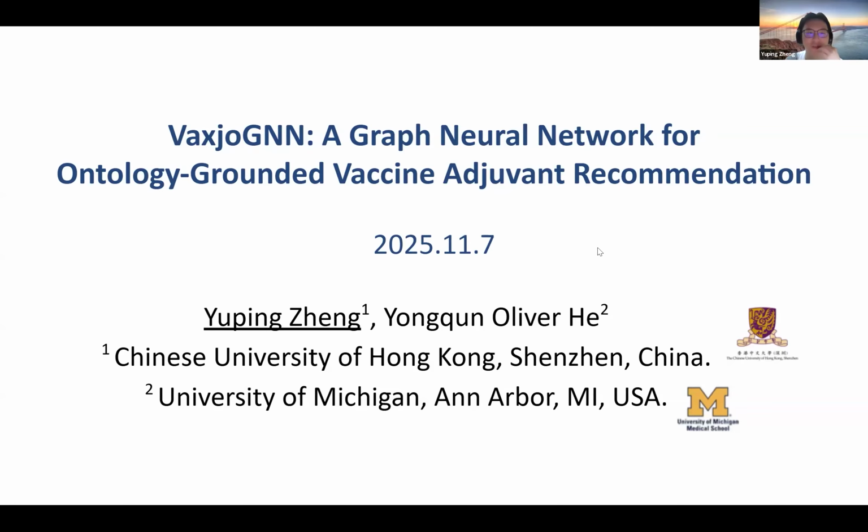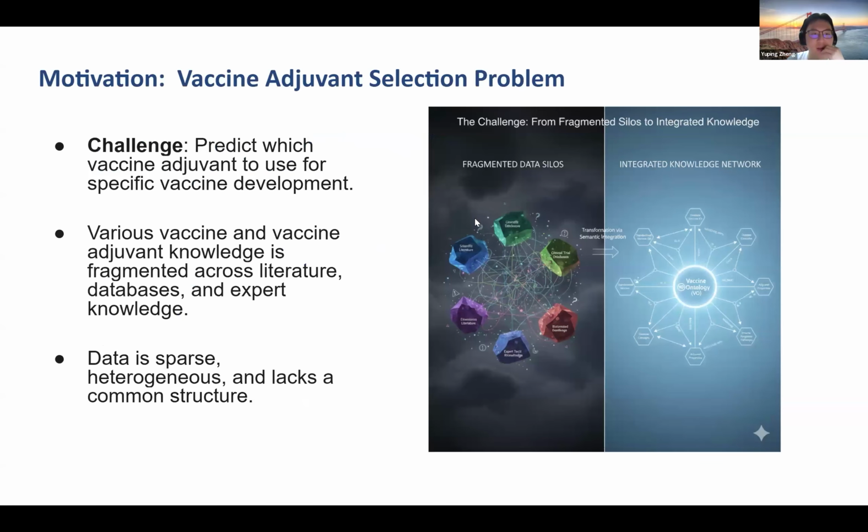The motivation is quite simple. Everyone should know that predicting the vaccine adjuvant to use for a specific vaccine development is really hard, right? Because the knowledge about vaccine adjuvants is very scattered. You may find an adjuvant in one paper, but it uses another name in another paper. The data is also very sparse, heterogeneous, and lacks a common structure.